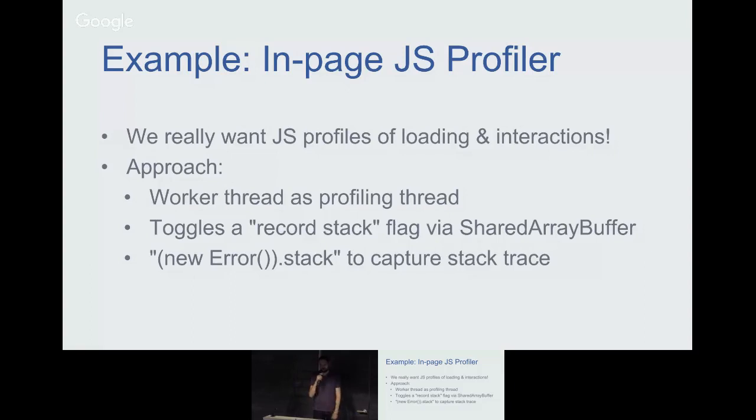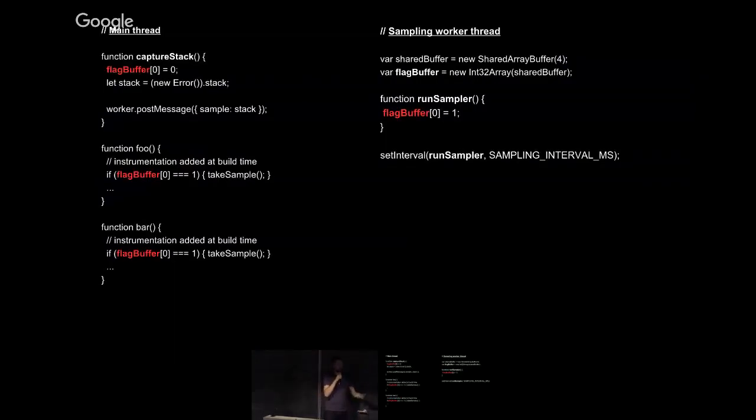It's a bit of an ugly hack, basically a profiling thread that communicates with the main thread with a shared array buffer, and it uses the error object to capture stack traces. Oddly enough, it works, and the overhead is manageable, roughly on the order of 1% impact on load time in a lab environment. But it's really ugly, and that 1% impact is only in a lab environment. I suspect if the cores were busier, it wouldn't be that low.